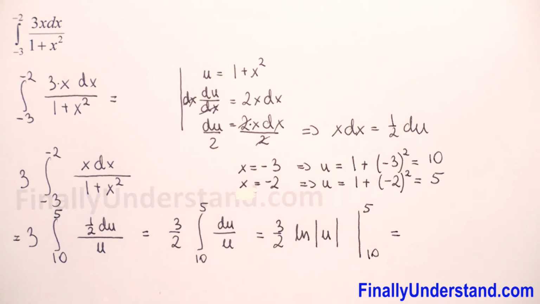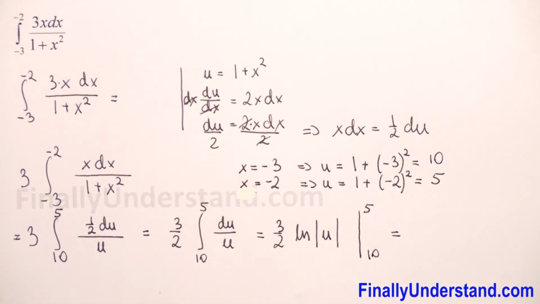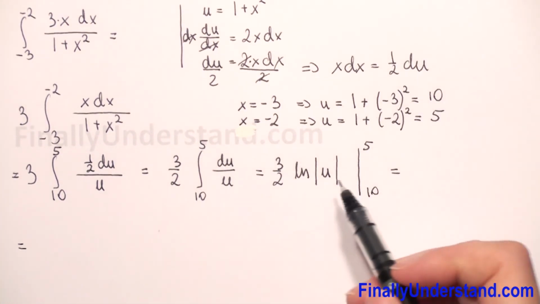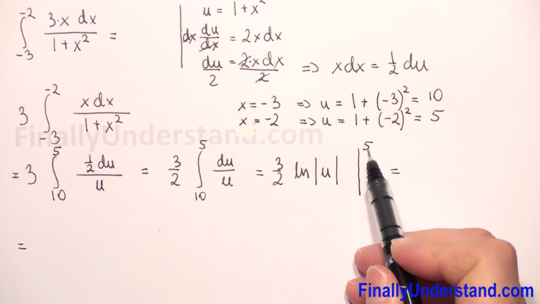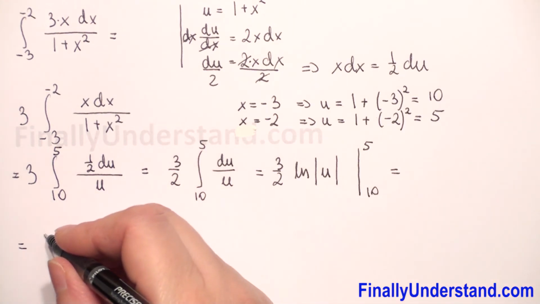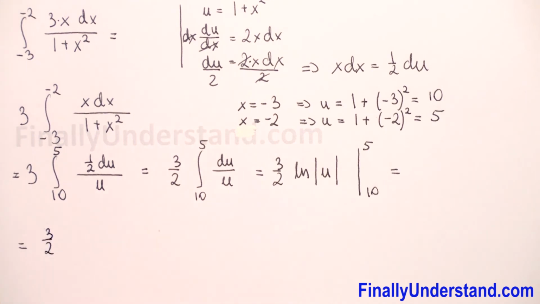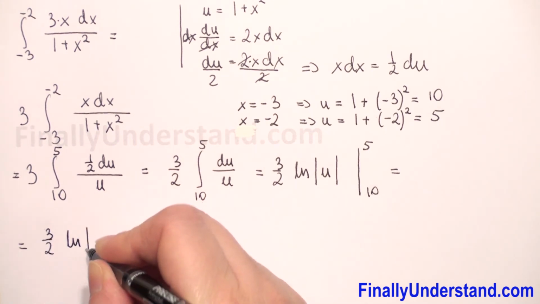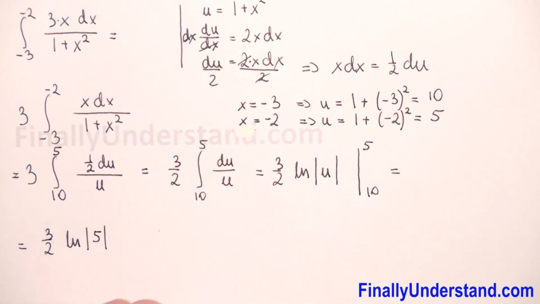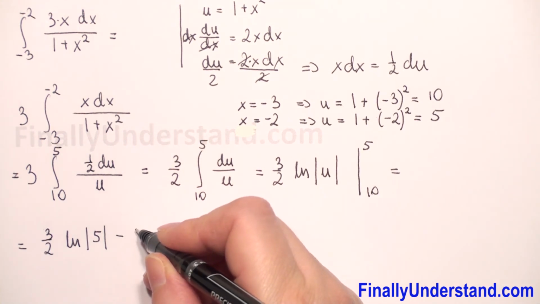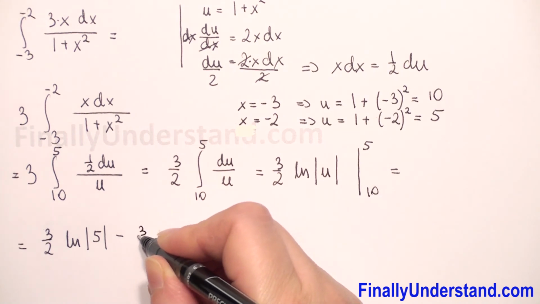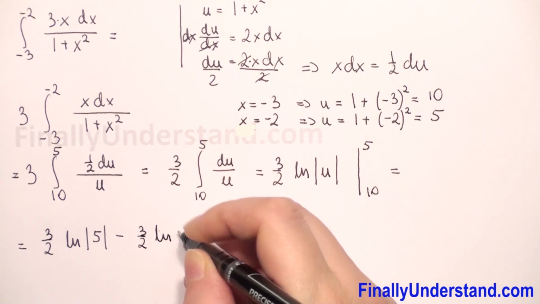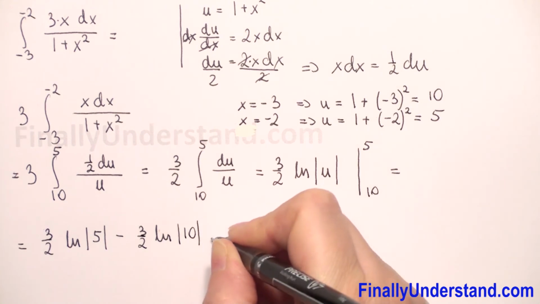This is equal to. Next step, we have to substitute u first by the upper limit, it means by 5, so we copy 3 over 2 times the natural logarithm of the absolute value of 5, minus, next we substitute u by the lower limit, 10, so it will be 3 over 2 times the natural logarithm of 10.